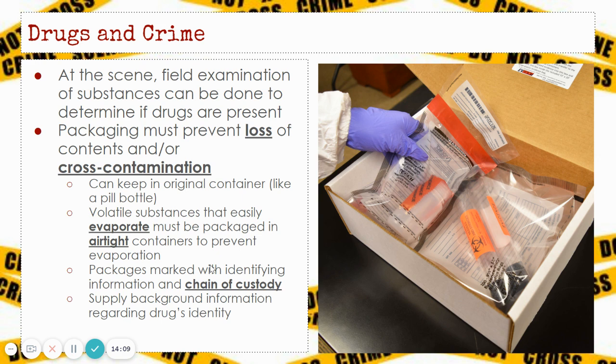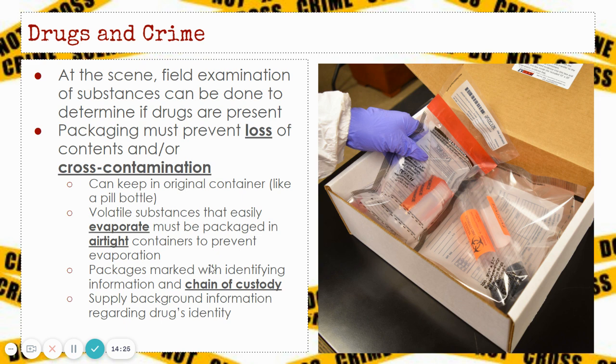So what do we do if we come to a crime scene and we find drugs? At the scene, field examination of substances can be done to determine if drugs are present. So at the scene, we can do what we call presumptive testing, which we'll talk about in a second, to determine if it's actually drugs.